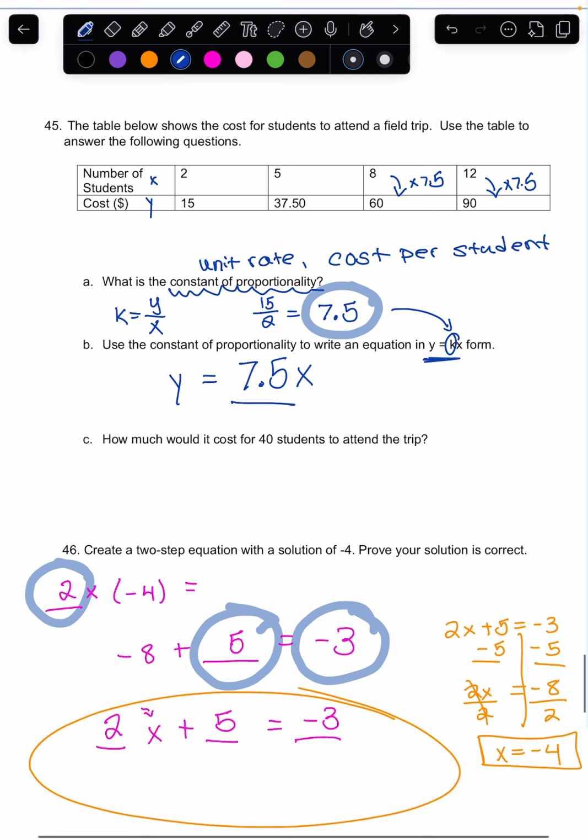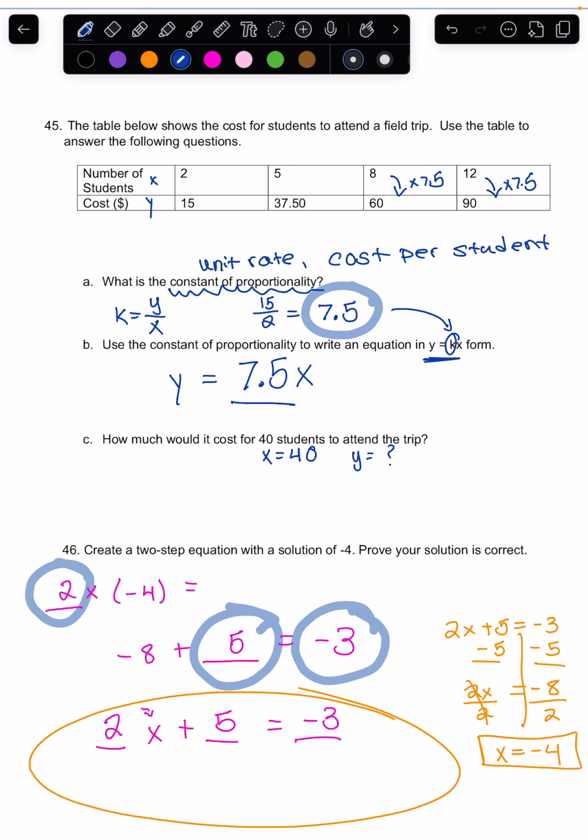Now, it's asking you to use that equation to give us the cost of 40 students. The equation is easier than the table because it's easier to do larger numbers using an equation as opposed to extending your table up until however many students they're asking you for. So the students is an X value. So they're saying X is equal to 40. What will Y be equal to?